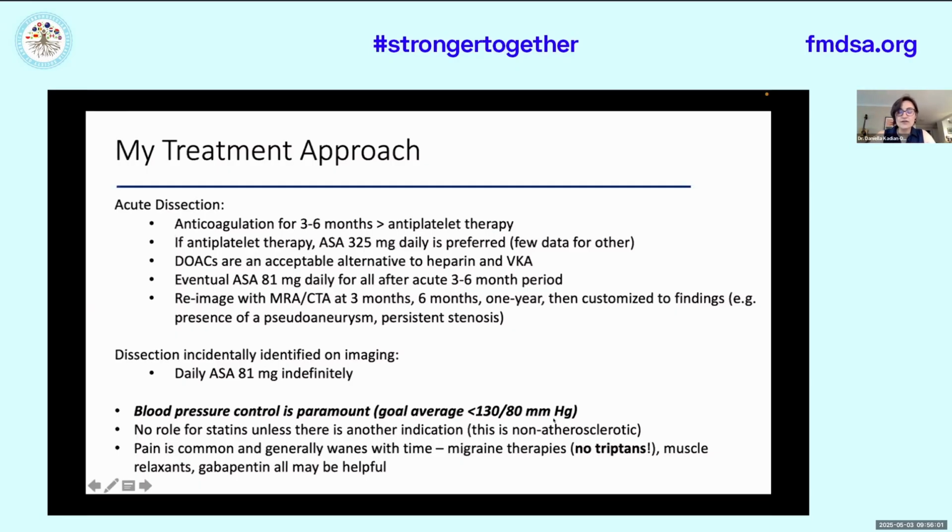Pain is pretty common, although thankfully it gets better with time. And we use the typical migraine therapies with the exception of the triptan medications. Those are something we avoid because they can cause the arteries to spasm. And other therapies like muscle relaxants, et cetera, to help with pain.